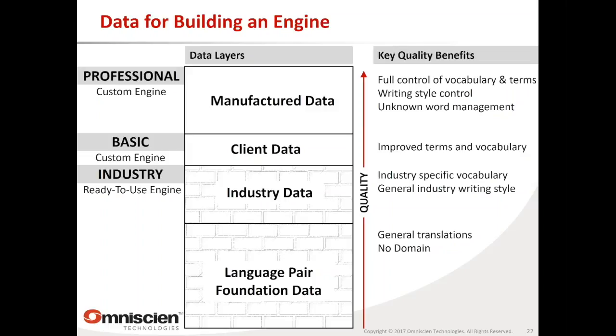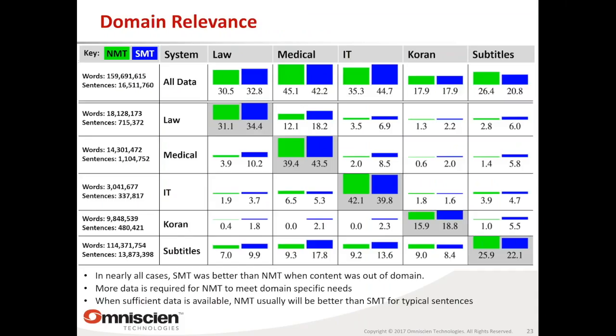With basic, you upload your data, it's processed automatically and trains automatically. There's no human involved, it's 100% automated. With professional, we do a very large amount of work with you. We do things like vocabulary control, writing style, unknown word management, and all those kinds of things. And we build out a lot of data.